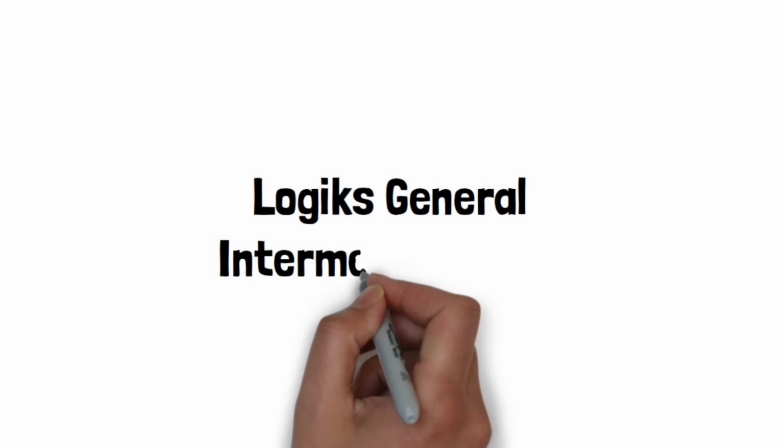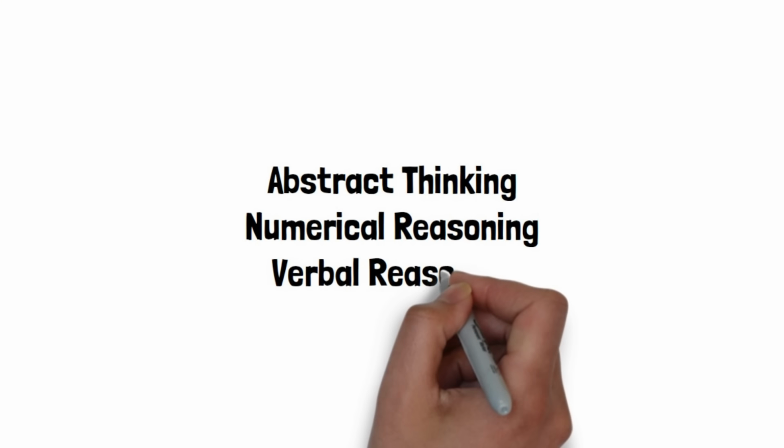Let's start with the Logiks General Intermediate test. You'll have 12 minutes to answer 50 questions, divided into 3 sections: abstract thinking, numerical reasoning, and verbal reasoning. In abstract thinking under Logiks General Intermediate test, you'll be given 10 questions and 4 minutes to solve them. The goal here is to assess how well you can recognize patterns and think logically.